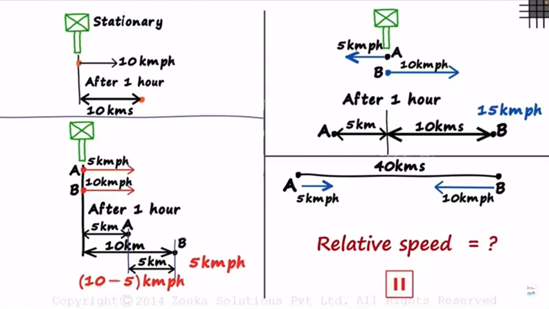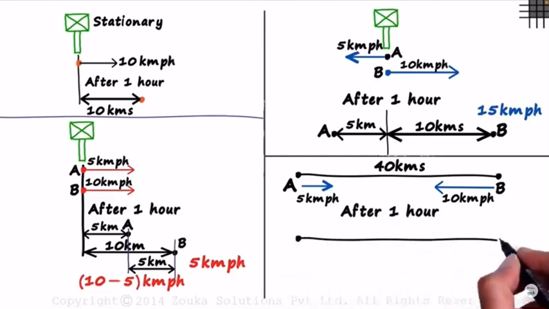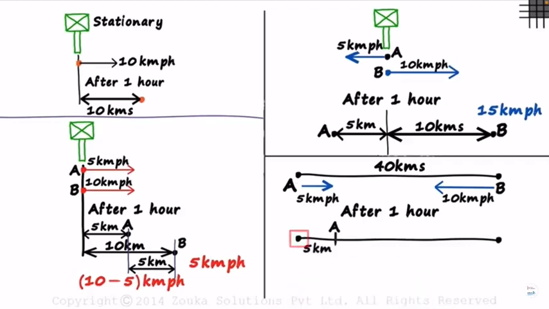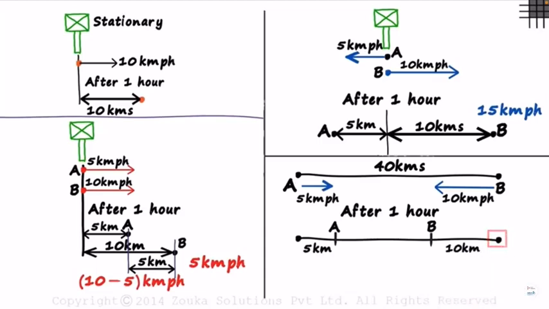I think it's gonna be 15. To know the answer, let's see their positions after 1 hour. This is the original distance, which is 40 kilometers. After 1 hour, car A will be here, 5 kilometers away from this point. And the other one, car B, is gonna be here, 10 kilometers away from this point.